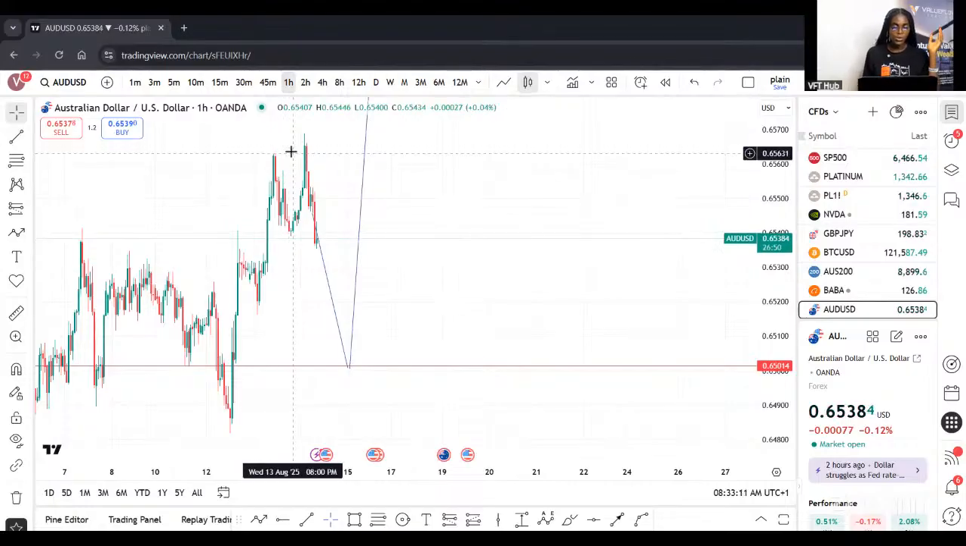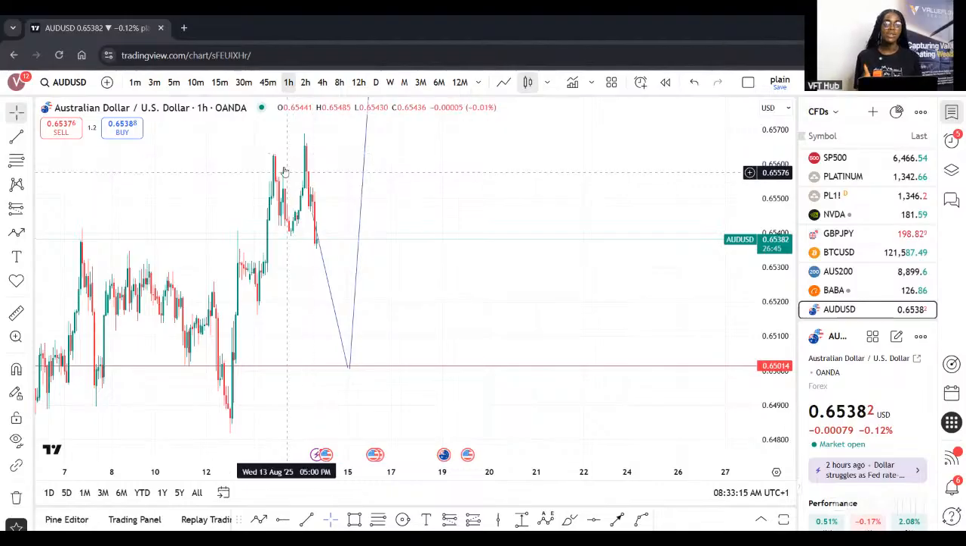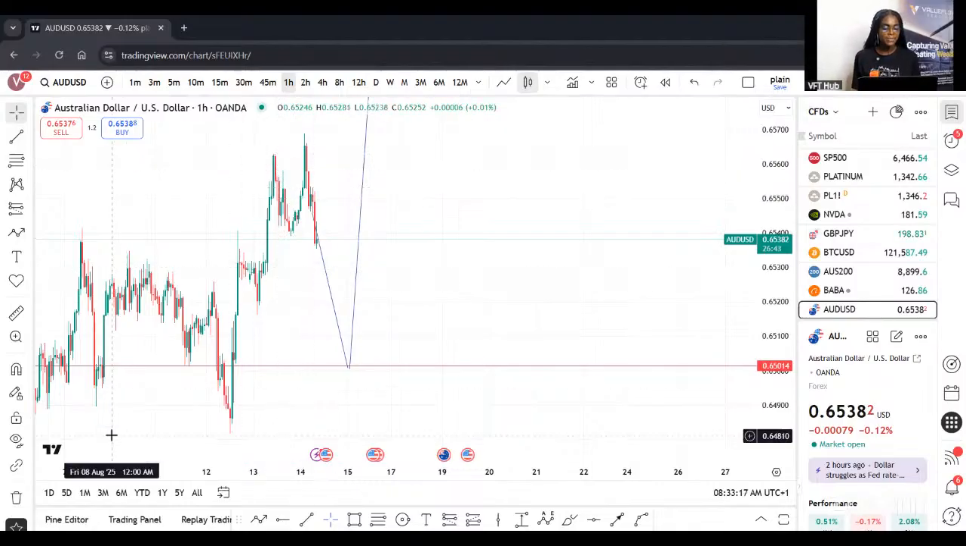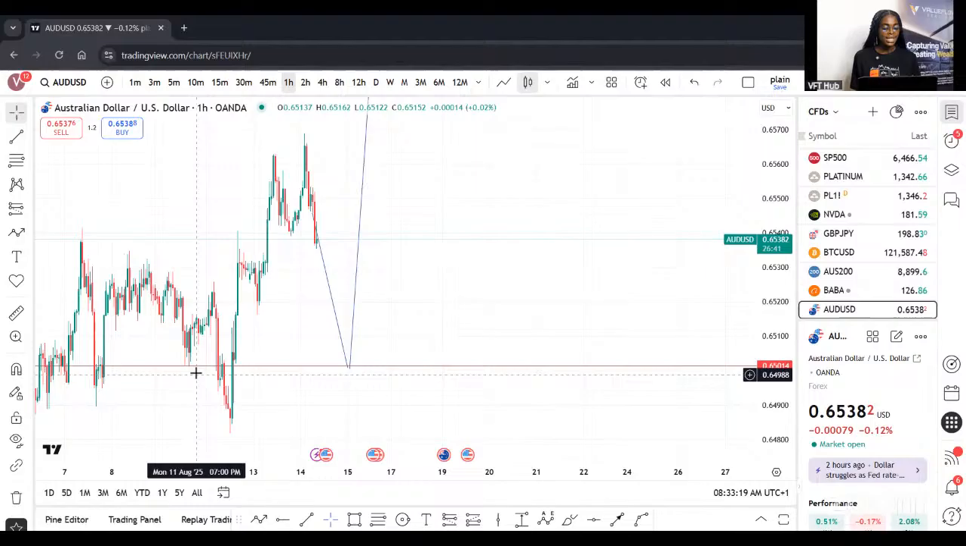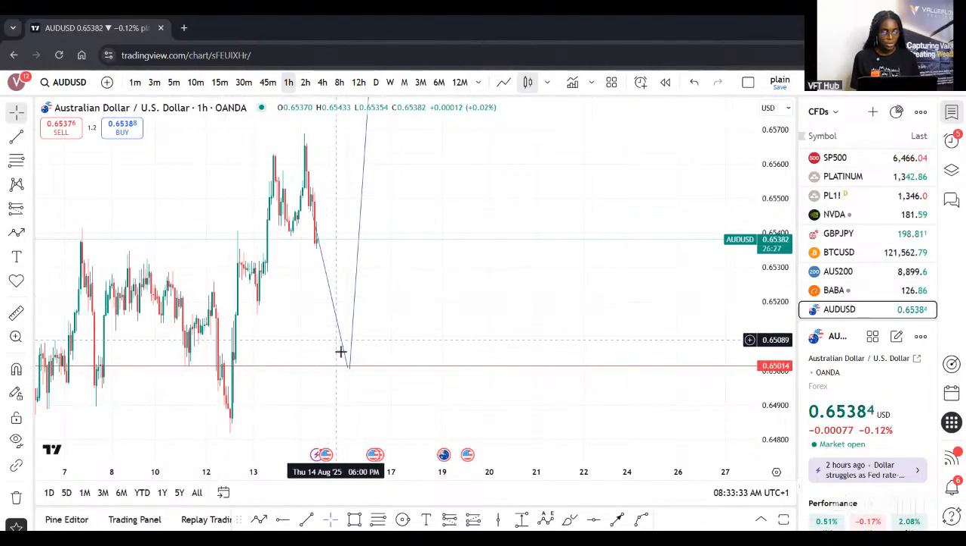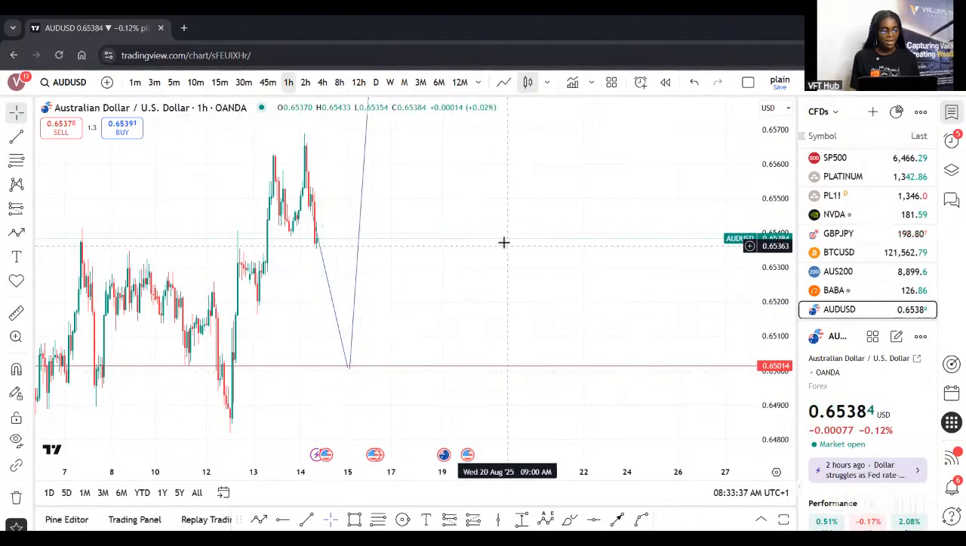Narrowing down to the 1-hour time frame, it's pretty much the same thing, coinciding with what we have established on the 4-hour time frame. Everything just aligns, right from the daily time frame down to the 4-hour time frame and now on the 1-hour time frame. This is what we want to see: price retrace into this left shoulder. Once that happens, I am more than willing to take the buy on AUD USD.